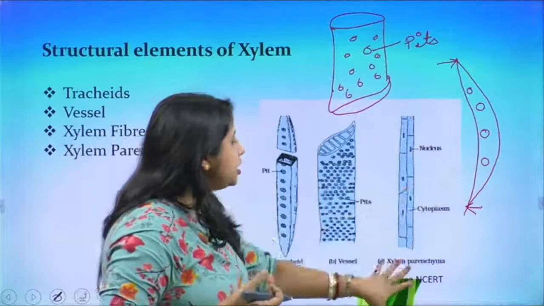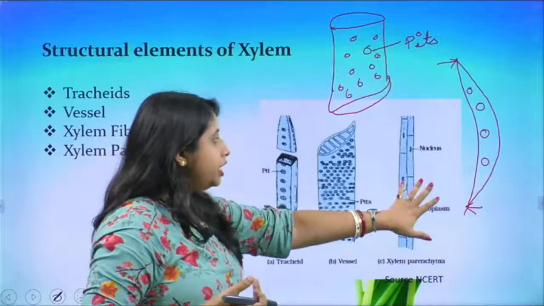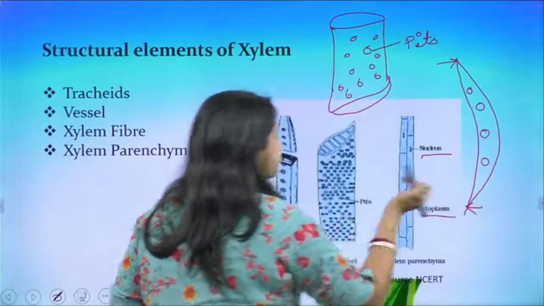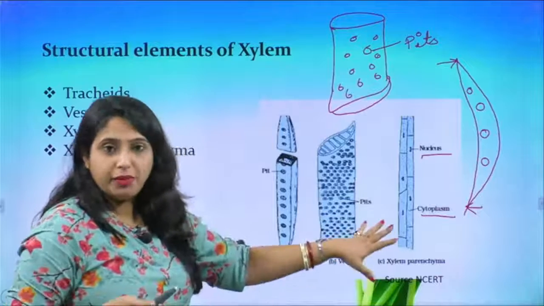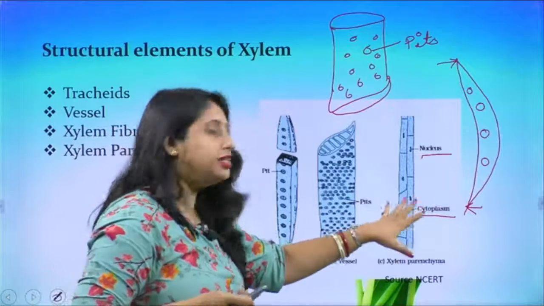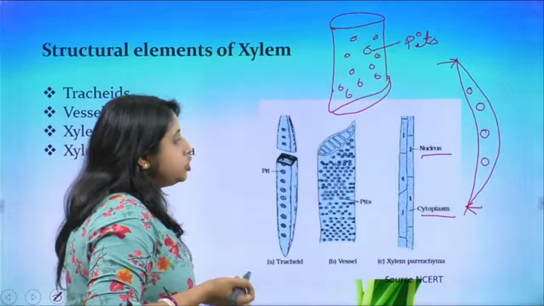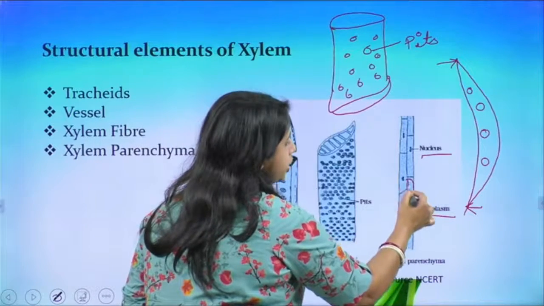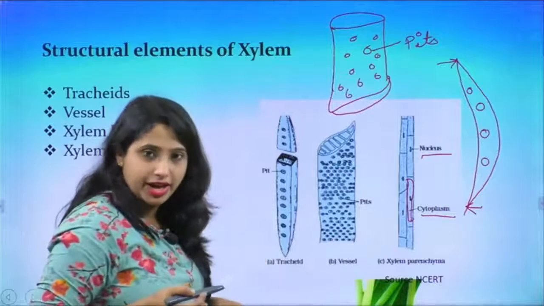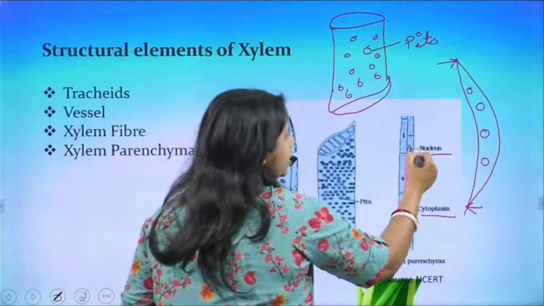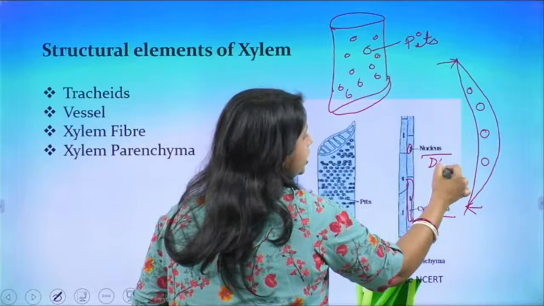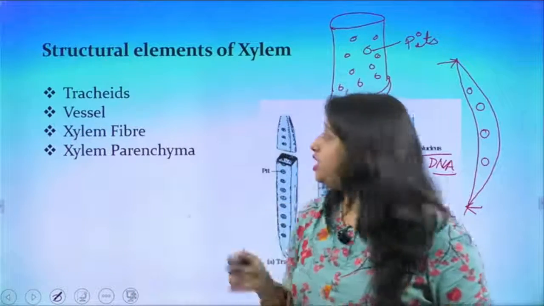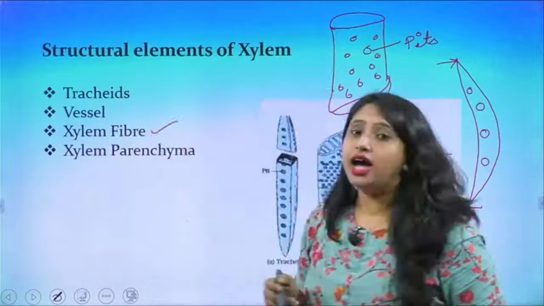And as you can see, this is the xylem parenchyma. It consists of nucleus and cytoplasm. This xylem parenchyma has a large amount of nucleus and cytoplasm. So what is this area? This area is the cytoplasm, where other cell organelles lie, and the nucleus contains the genetic material like DNA. Is that clear?